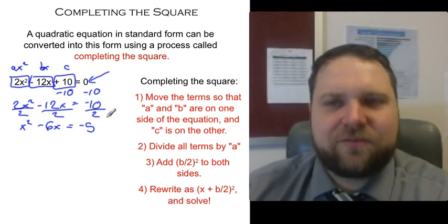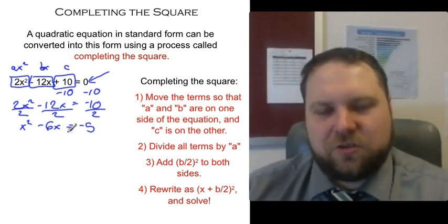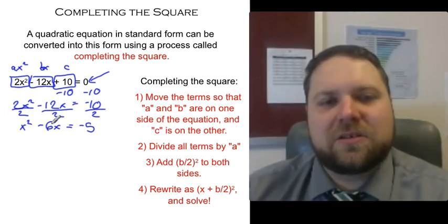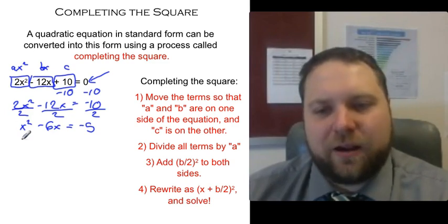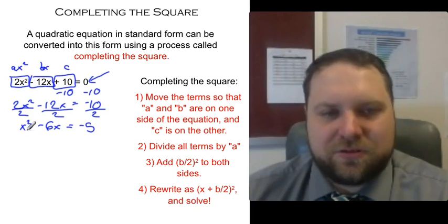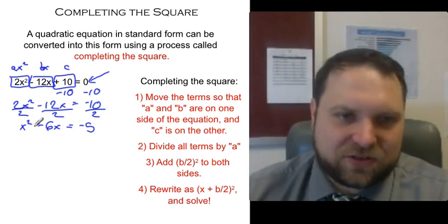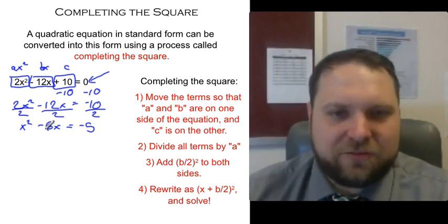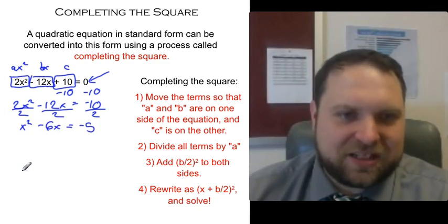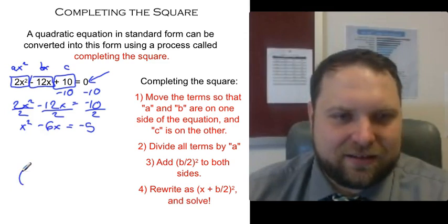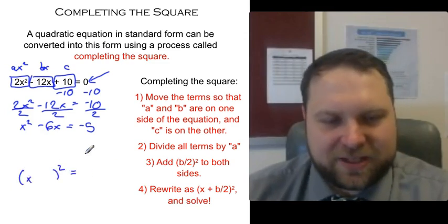Steps 3 and 4 are where this gets a little magical. Because our end goal is to take the left side, the side that has a and b on it, and write it as something squared. So I want to create what's called a perfect square trinomial, where I have the result looking something like x plus or minus some number squared equals some other number.